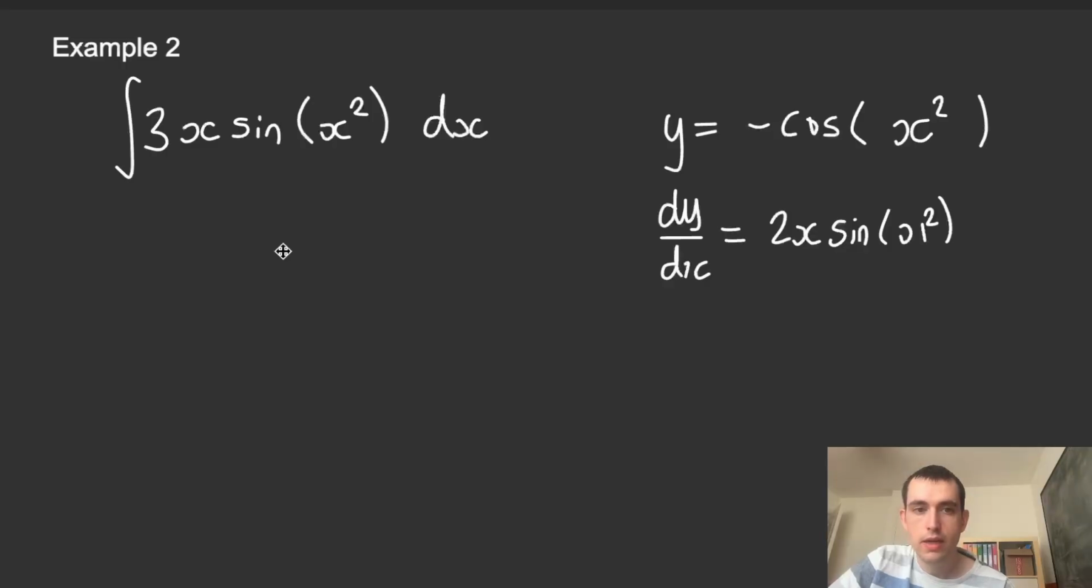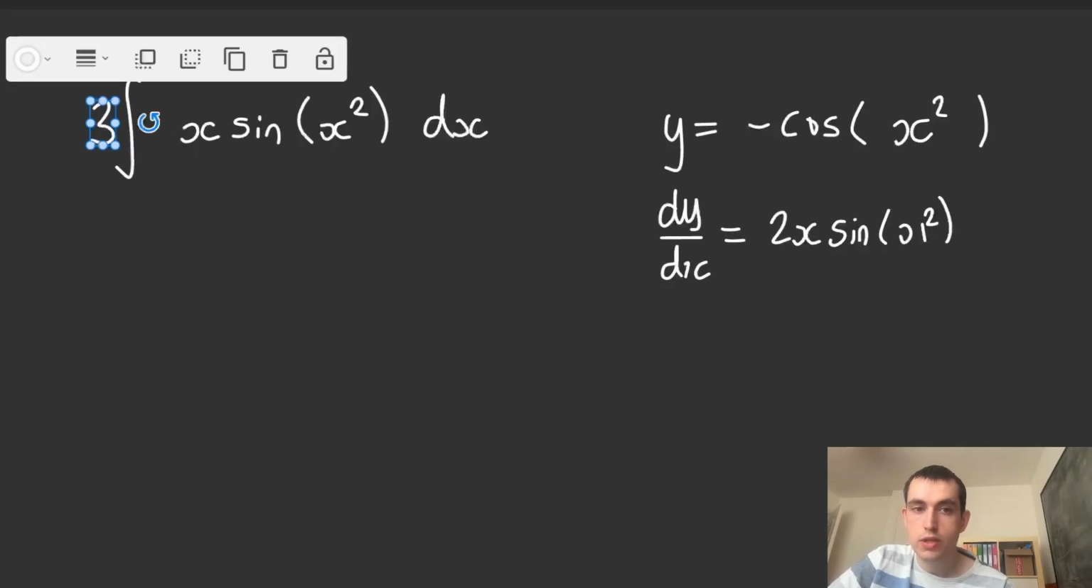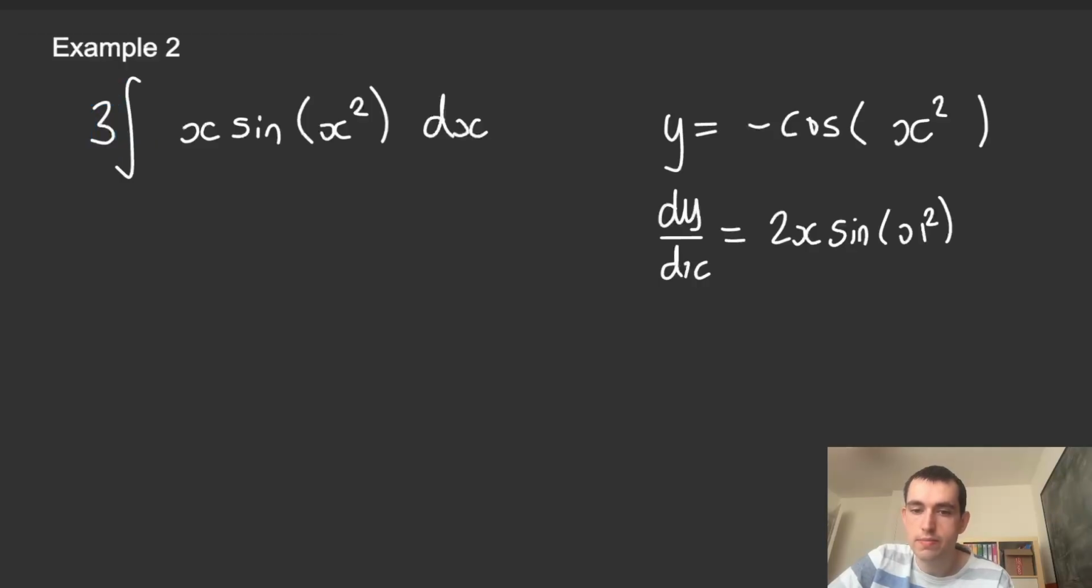So what we can do is we can first bring the 3 outside, so then we don't have to deal with it, and then do the trick we saw before. Add in the 2, because it's exactly what we need to make it match up to the derivative, but then don't forget to divide by 2 so we don't change anything.